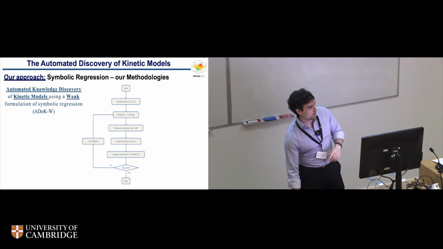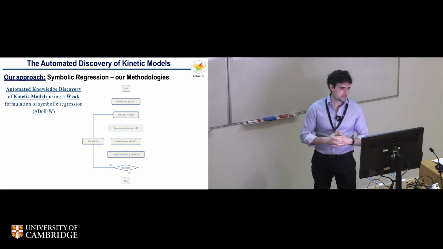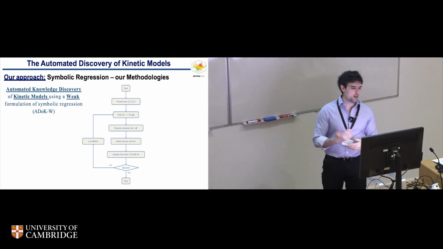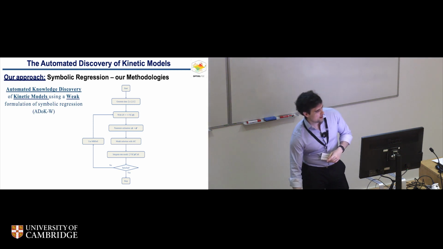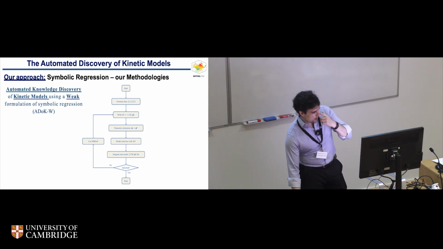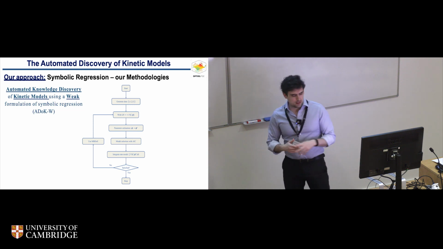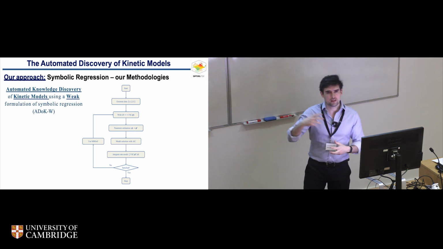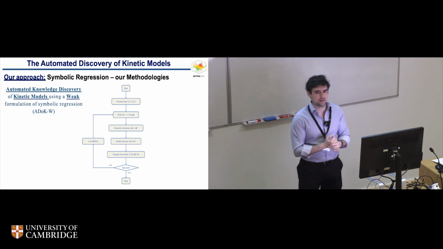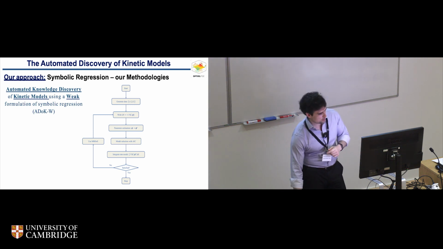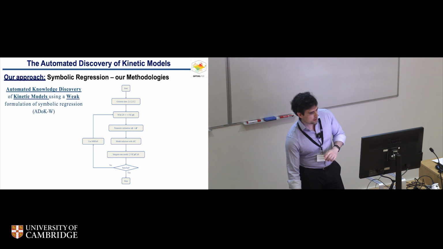which Miguel called automated knowledge discovery of kinetic models using a weak formulation of symbolic regression, ADoC-W for short. Weak formulation because I'm going to present a second algorithm, which is a strong formulation, which is about how you estimate derivatives. But I won't talk too much about it. But the basic idea is, again, the building blocks that I described.